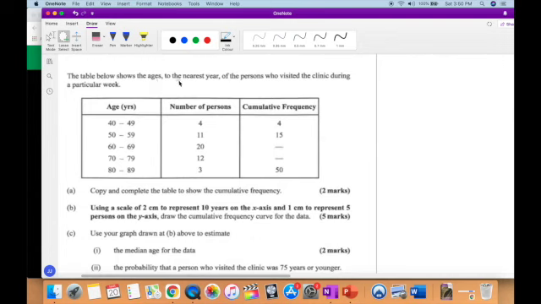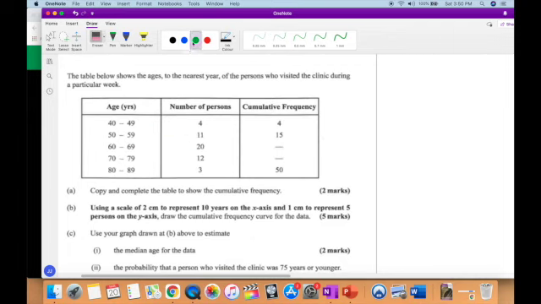So the table shows the ages to the nearest year. And did you do all of these questions, Scotia? Did you reach all here? Okay, you stopped on this page, right? So the table shows the ages to the nearest year, and I see that we're dealing with grouped data here, ages 40 to 49. Persons who visited a clinic in a particular week. So in that particular week, 4 people in this age bracket, 11 people in this age bracket, 20 people in this age bracket.